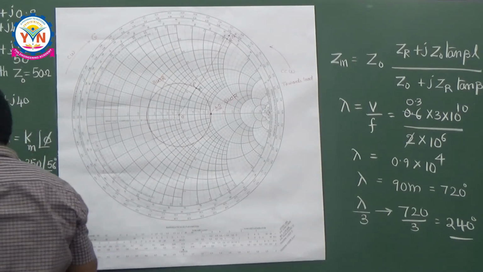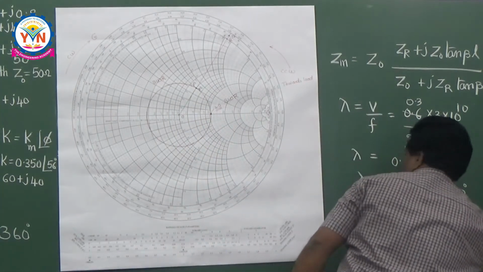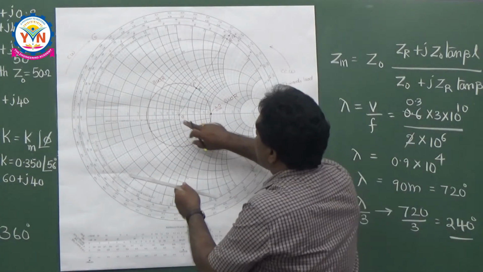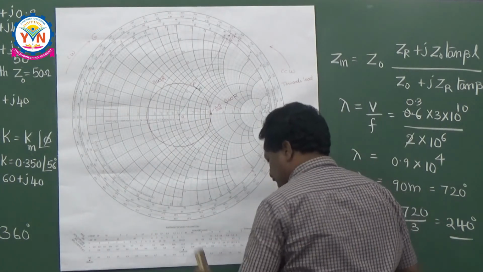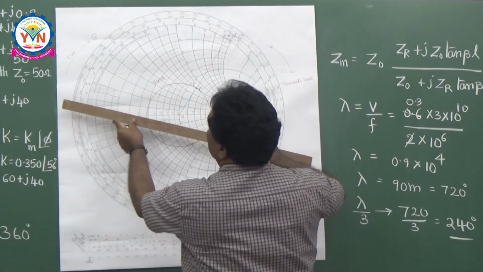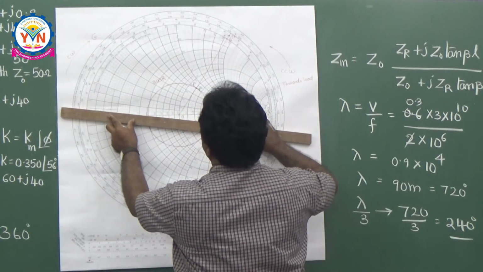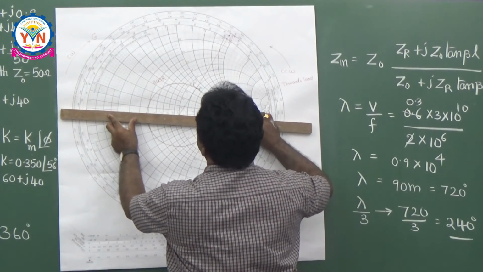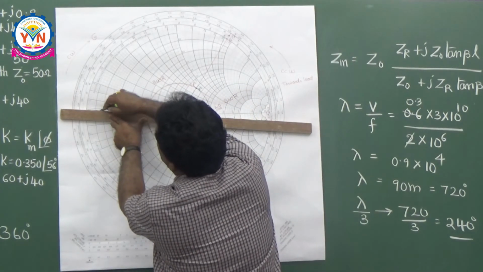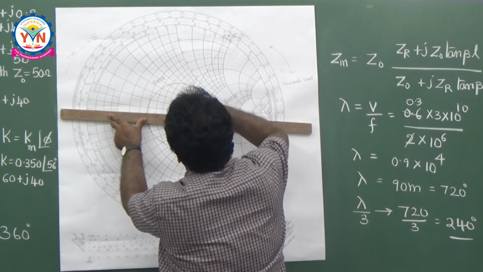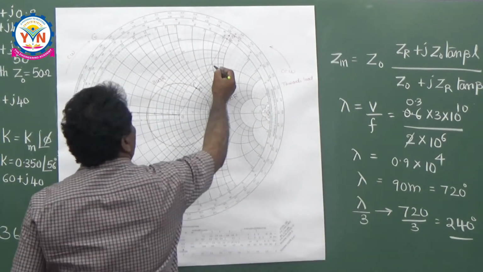So take a scale once again here, and take a bigger scale. This is the center of this one, and you have to draw this like this. This is 170 to 175. That means this is the scale, and you try to join like this. This is the point here. That means this is the actual point.